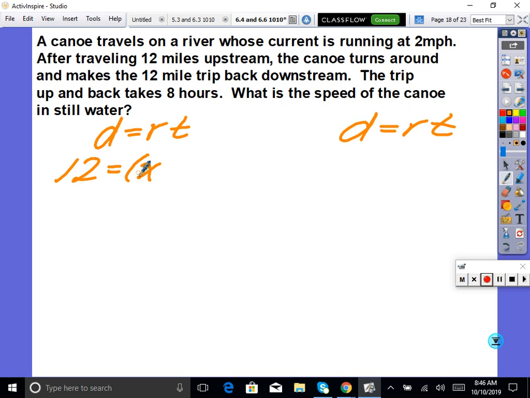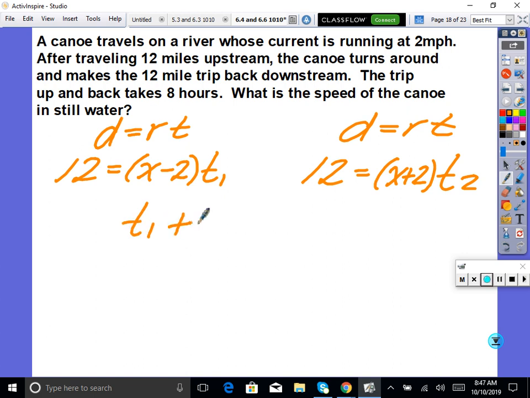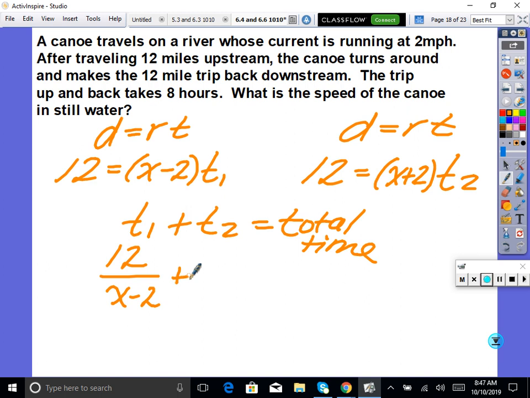minus 2, right? Wait, is it going upstream? So isn't it usually getting pushed against then? Yeah. So x minus 2 times the time of the first trip, right? Distance is 12. Our rate on the way back is x plus 2, and that's time 2. So then time 1 plus time 2 equals total time. So then my true statement would be solve for time 1: 12 over x minus 2, plus time 2: 12 over x plus 2. That should equal 8 over 1. And then get a common denominator and solve.